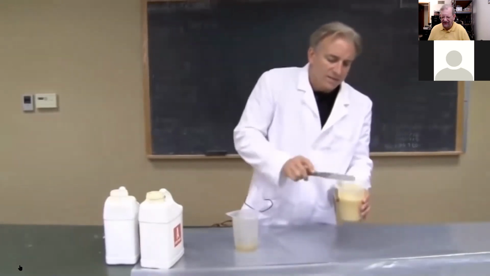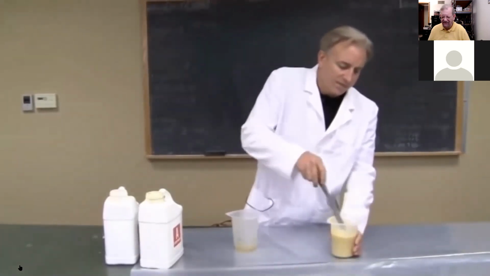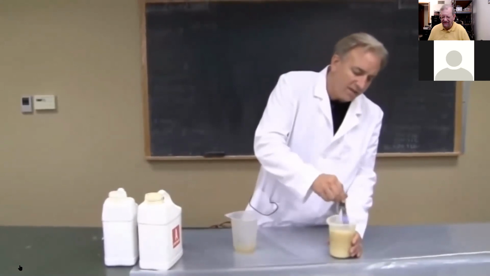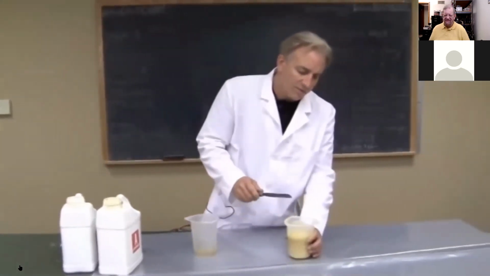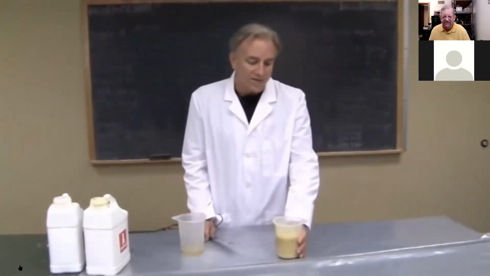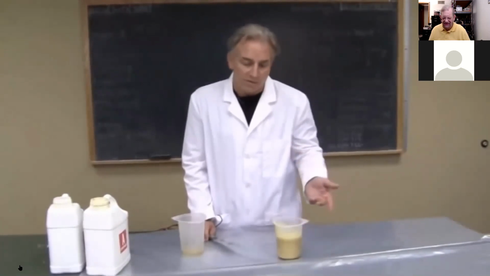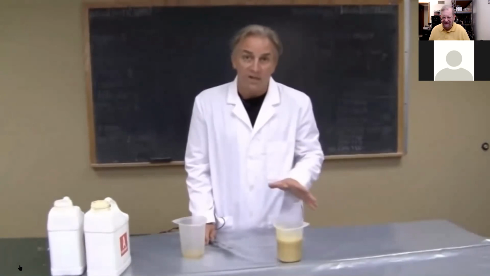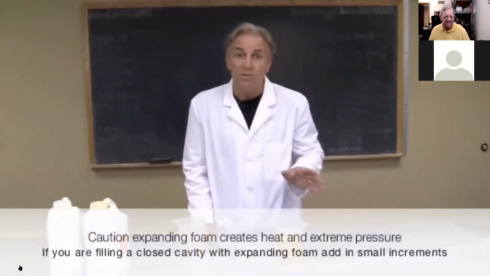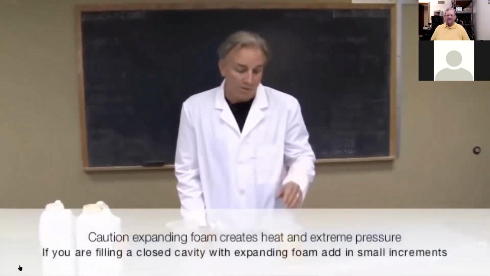We pretty well got it mixed, and it's going to create just a little bit of heat on its own. Again, 72 degrees is the perfect temperature to start mixing that. It gives you about a minute or so of time to actually mix the foam and pour it into the mold. You've got to be careful not to put too much foam into a closed cavity mold, because it does create quite a bit of pressure on its own, and it could warp your mold.